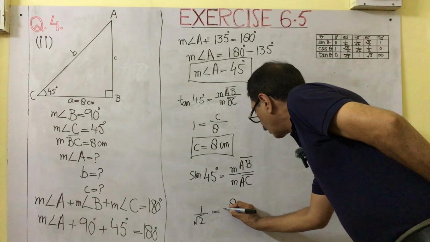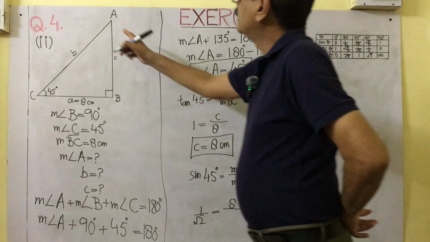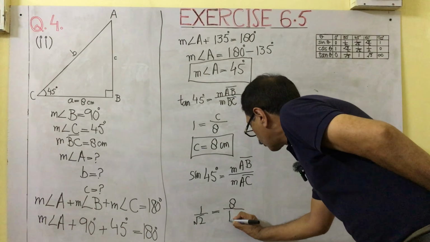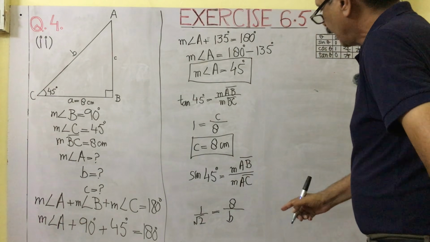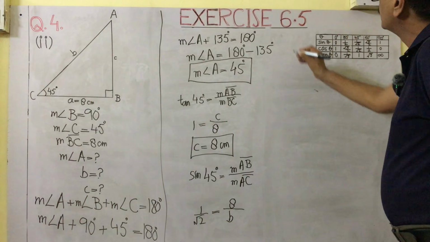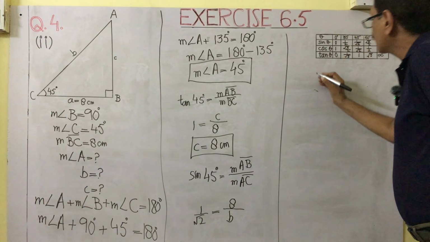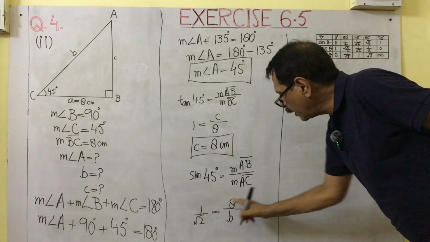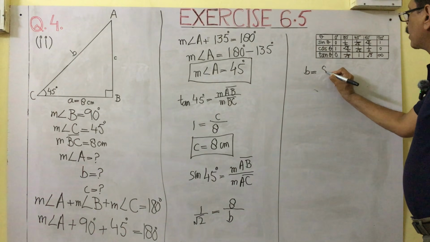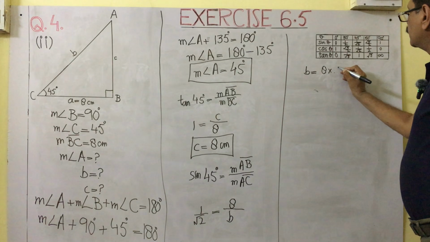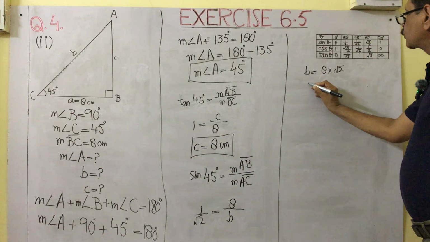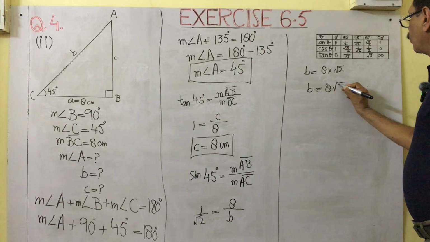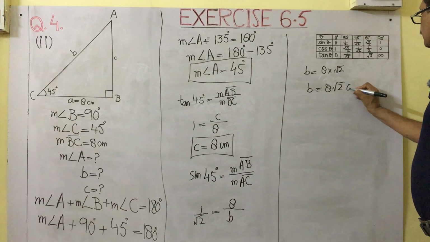8 over AC, which is B, and this is to be calculated by cross multiplying. B is equal to 8 into square root of 2. So B is going to be 8 into square root of 2 centimeters.